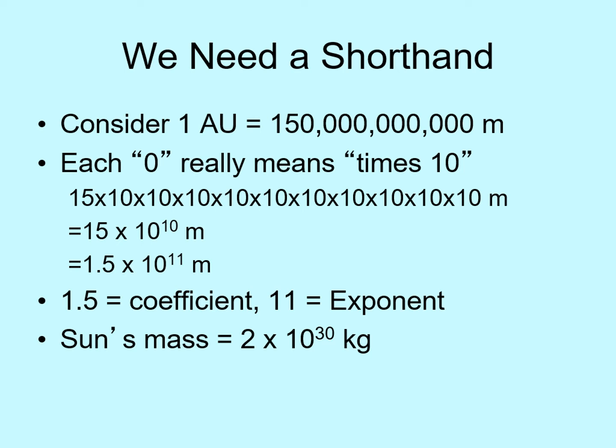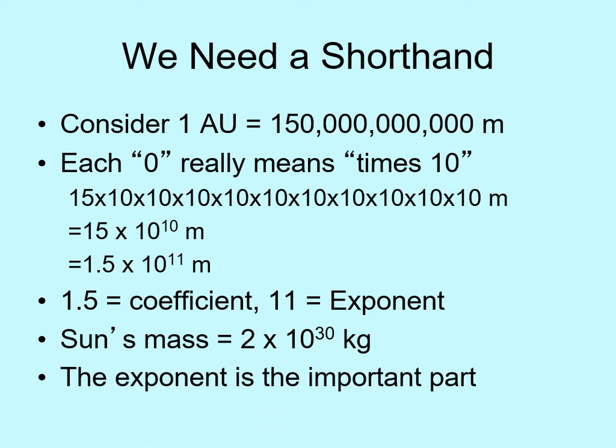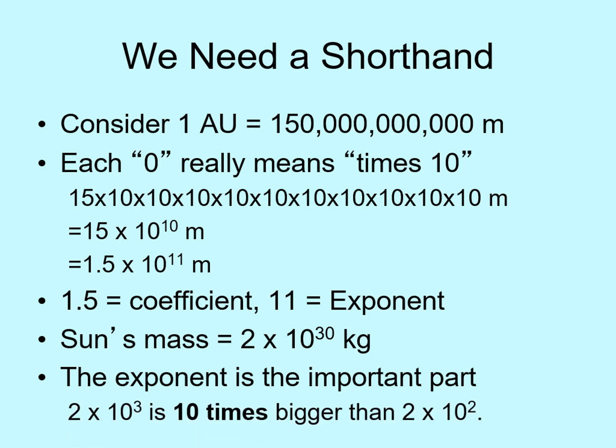There's another thing I'd like you to understand about numbers like this. The exponent is the important part of the number. Compare 2 times 10 squared, which is 200, with 2 times 10 to the third, which is 2,000. We've just changed the exponent by 1, but the number gets 10 times bigger. So when you're working with numbers in this course, it's really important that you get the exponent right. Getting the coefficient right is good also, but even a small problem with the exponent means your answer is way off.